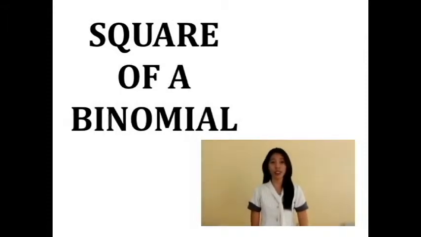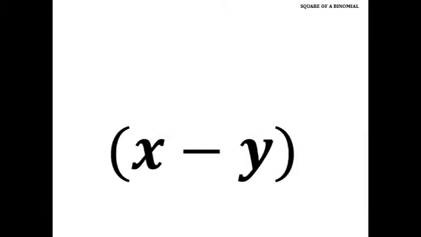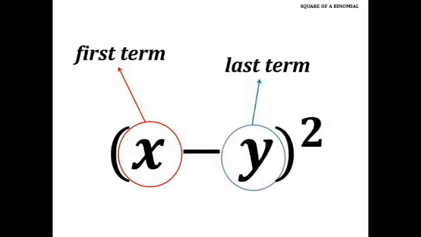The pattern or steps in finding the square of a binomial is: first, square the first term, then twice the product of the first and the last term, and lastly, square the last term. So in the expression x minus y quantity squared, x is considered as the first term and y is considered as the second term or the last term.